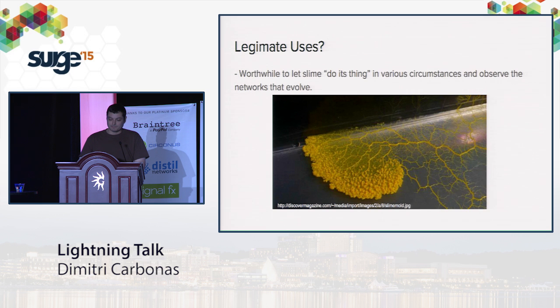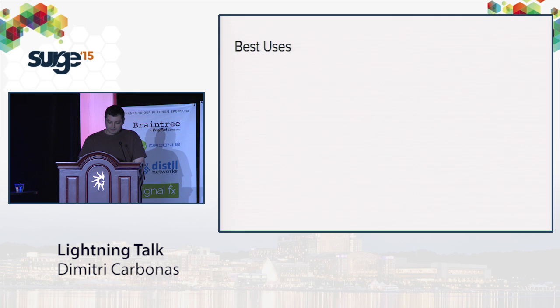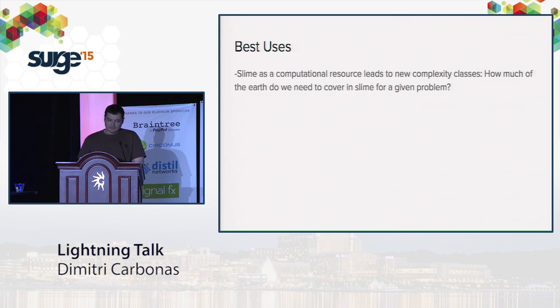Of course, observing slime mold in the laboratory is a legitimate use. Observing it form various structures in various circumstances and observing what happens. But can we come up with anything now? So I'll offer a few suggestions. I think offering up slime as a computational resource leads to new complexity classes. Primarily, my question is, how much of the Earth do we need to cover in slime to solve a given problem? The size of the slimeable universe is finite, and we're running up against the physical limits of computing here.